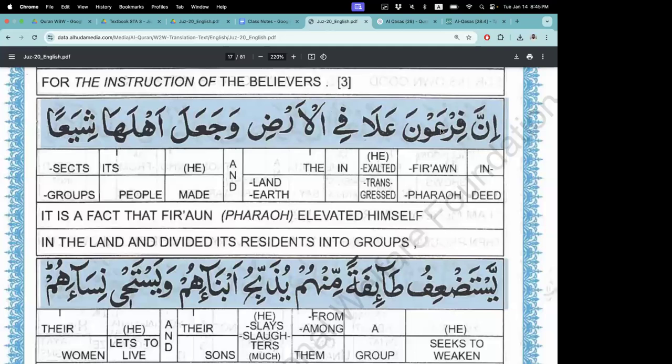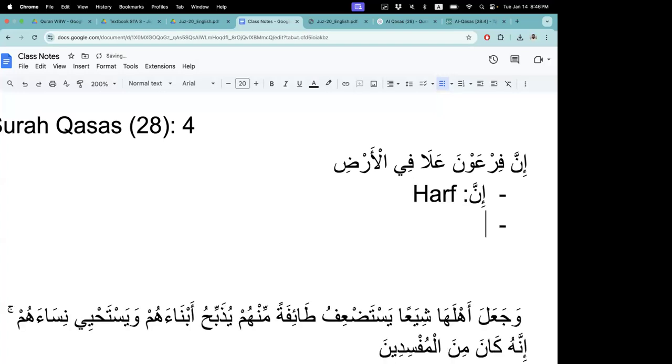Fir'aun, of course, is a proper noun. It's the name of a person. Fir'aun, the pharaoh. What truly did happen with Fir'aun? We'll write this down here. Fir'aun is an ism, and there's no root here. It's just a name. And it's a non-Arabic name, so it doesn't have a root necessarily.